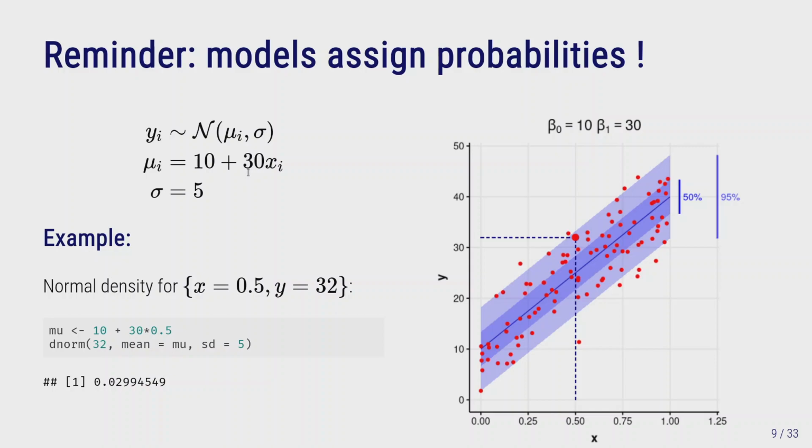It's quite easy. It's just to find the two parameters of the normal at this point. One of the parameters is mu, or the expected value. So I have to apply this linear function to find out that for x equal to 0.5, the expected value is that. And then I know that the sigma of this normal is 5. And with this, I can calculate the probability that the model assigns to this point. Here's the R code, which is just to calculate mu according to this model. And then you ask R, what is the normal density of the point 32 with this mean and the standard deviation equal to 5, right? So again, this is only to stress that any statistical model assigns probabilities to data, right?